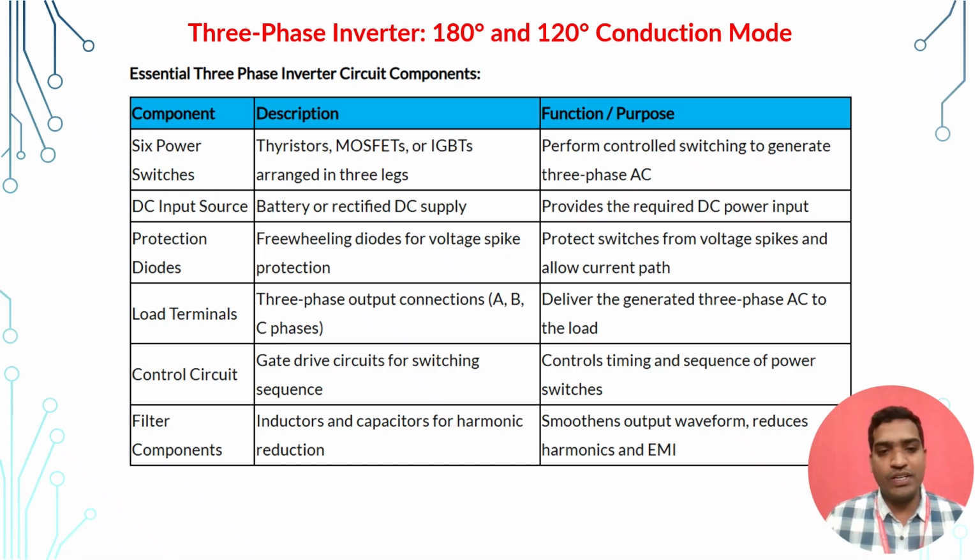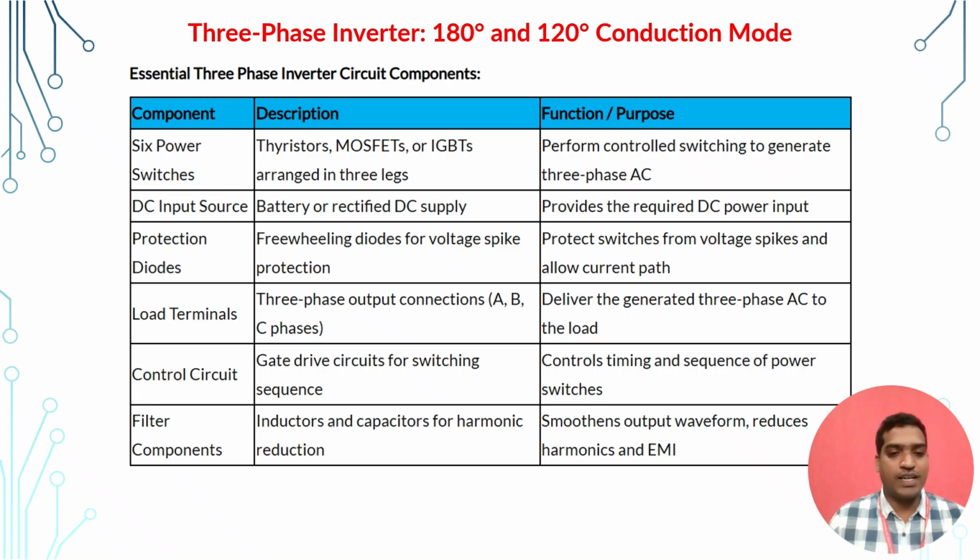Coming to the load terminals, since we are talking about a three-phase inverter, we have 3 output terminals which are A, B, C or R, Y, B, which deliver the three-phase AC to the load. Coming to the control circuit, gate driver circuits are generally used for the switching sequence. The function of these gate driver circuits is to control the timing and sequence of the power switches. In sequential manner, they give the firing pulses to the switches.